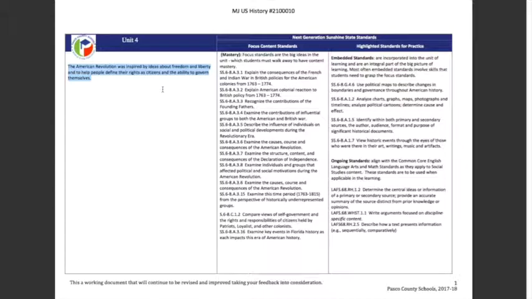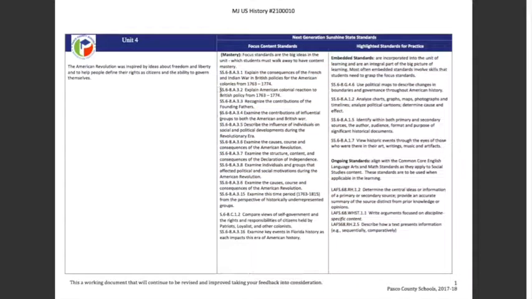We're talking about the events leading up to the American Revolution. So we have a general statement about what this unit's about. And this one's the American Revolution was inspired by ideas about freedom and liberty to help people define their rights as citizens and the ability to govern themselves. Well, that's pretty broad. And it encompasses a lot of different standards. And here they are in the second column.